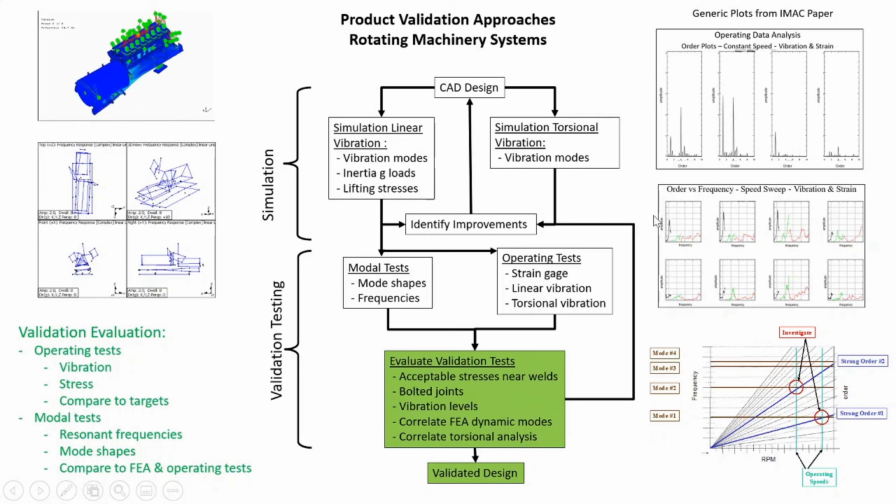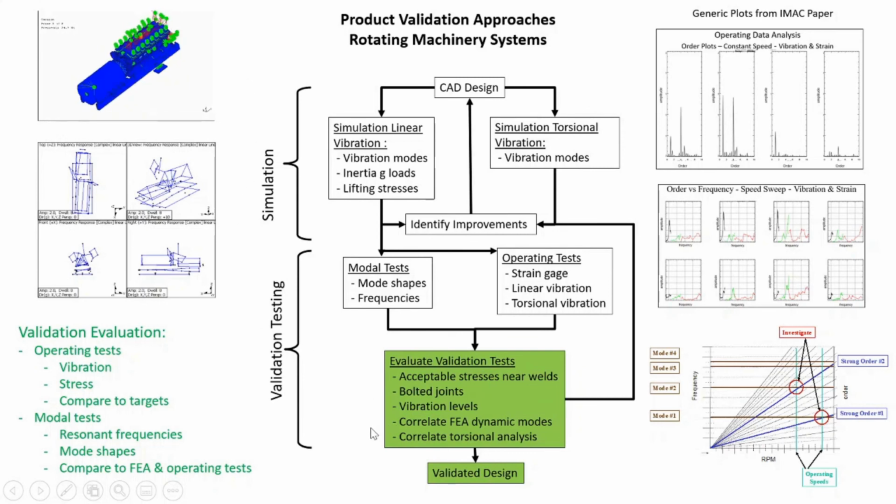The operating data is looked at from both constant speed data, looking at stresses and vibration levels. Often these are compared to targets. Speed sweeps, looking at the strains and stresses and vibration levels, are used to identify resonant peaks that are excited in operation. And these in turn are compared to modal test results and simulation results.